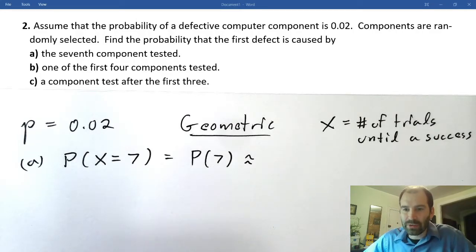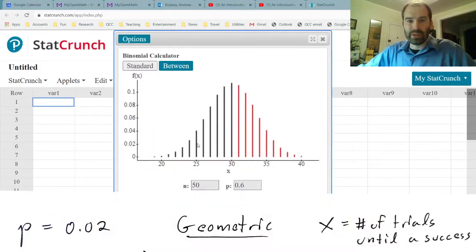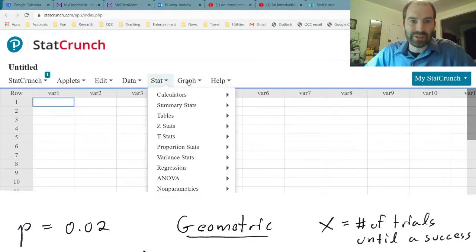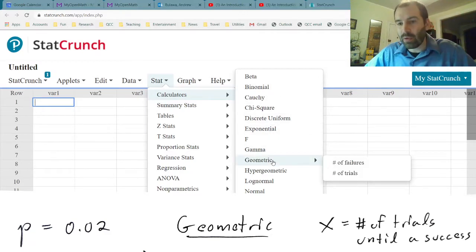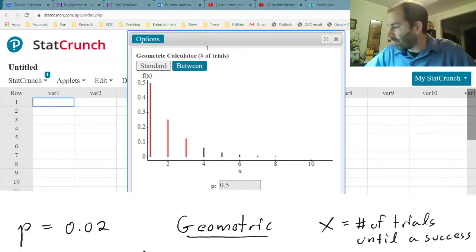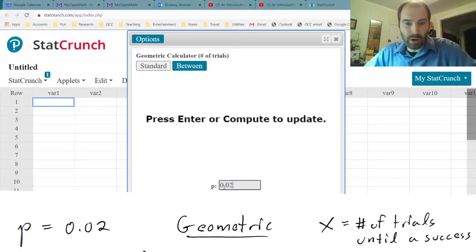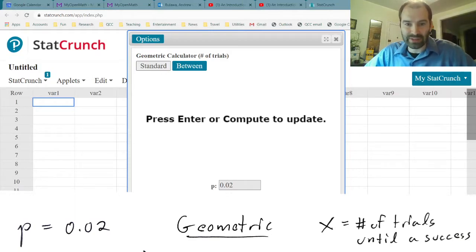This one's actually really easy to do with a formula, but we're using StatCrunch here, so let's do it that way. So we said it's geometric, so we're going to go get our geometric distribution here. Go to Stat, go to Calculators, and this time I'm going to choose geometric. Now, we're counting the number of trials, right? So choose that. You'll always be counting the number of trials in our problems. And we said the probability of success was 0.02, and we want the probability that x equals 7.